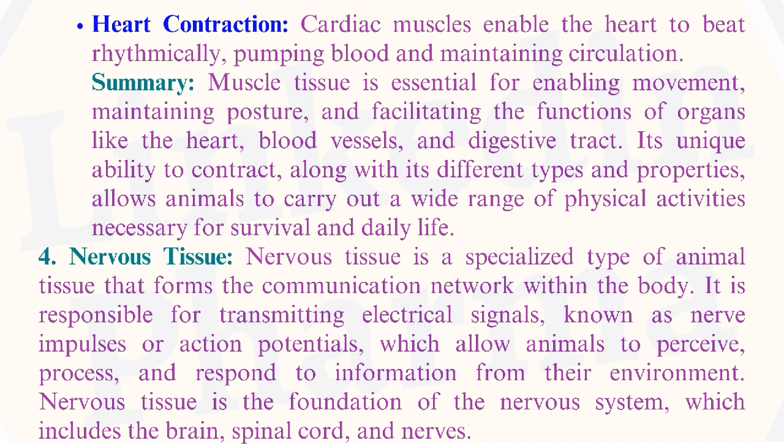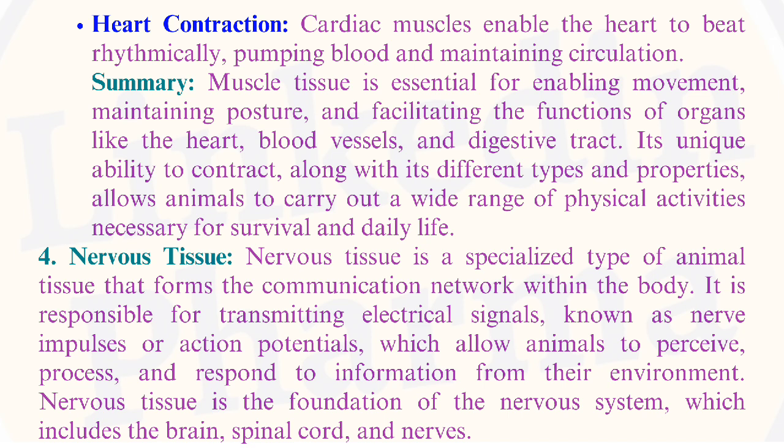Summary. Muscle tissue is essential for enabling movement, maintaining posture, and facilitating the functions of organs like the heart, blood vessels, and digestive tract. Its unique ability to contract, along with its different types and properties, allows animals to carry out a wide range of physical activities necessary for survival and daily life.